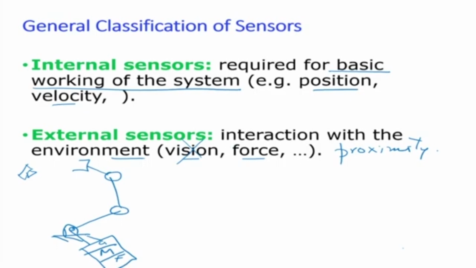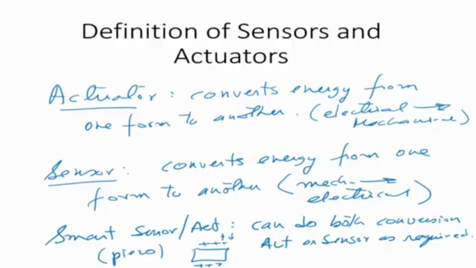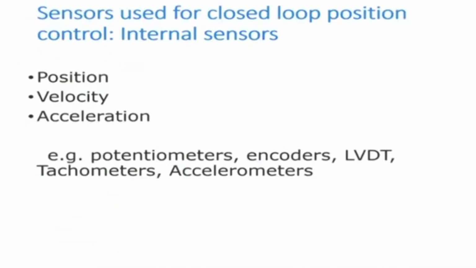Now we'll start off with internal sensors, and then we'll proceed to external sensors. Sensors used for closed loop control are called internal sensors. In a closed loop control system, you need to sense the position, the velocity, and the acceleration. These are called internal sensors, and there are different kinds: potentiometers, encoders, LVDT, tachometers, accelerometers. These are all internal sensors.